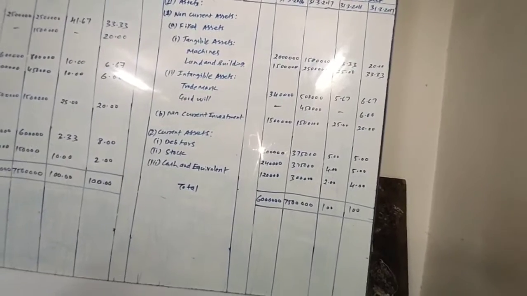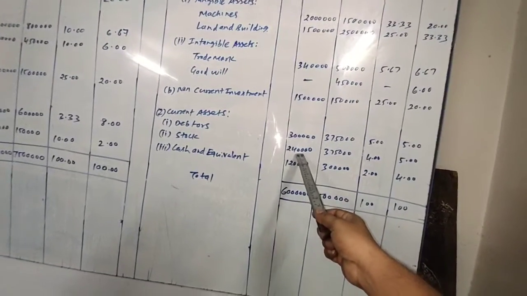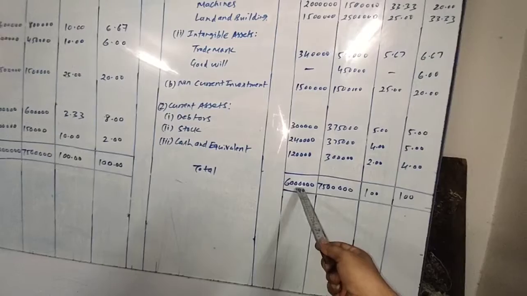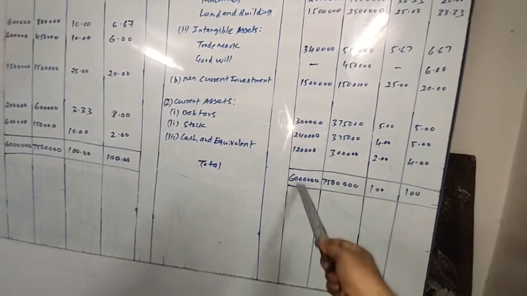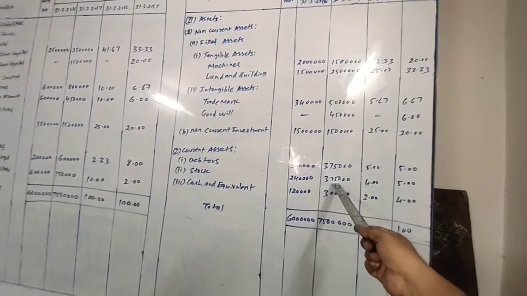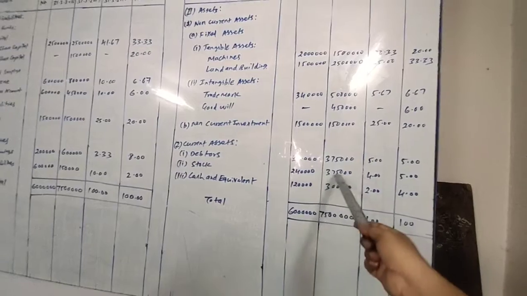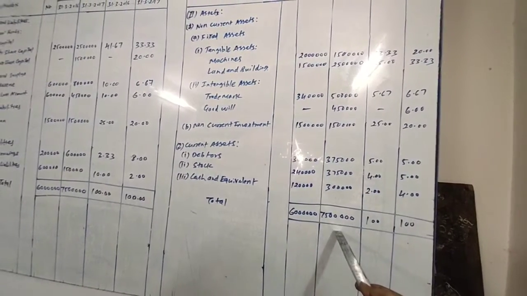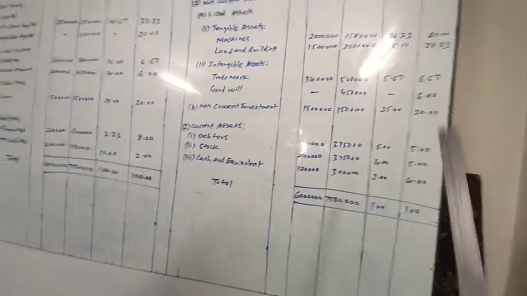Then comes stock, 2,40,000 out of 60 lakh. So 2,40,000 upon 60 lakh into 100 we get 4%. And when we talk about 2017, it is 3,75,000 out of 75 lakh. So 3,75,000 upon 75 lakh into 100 we get 5%.